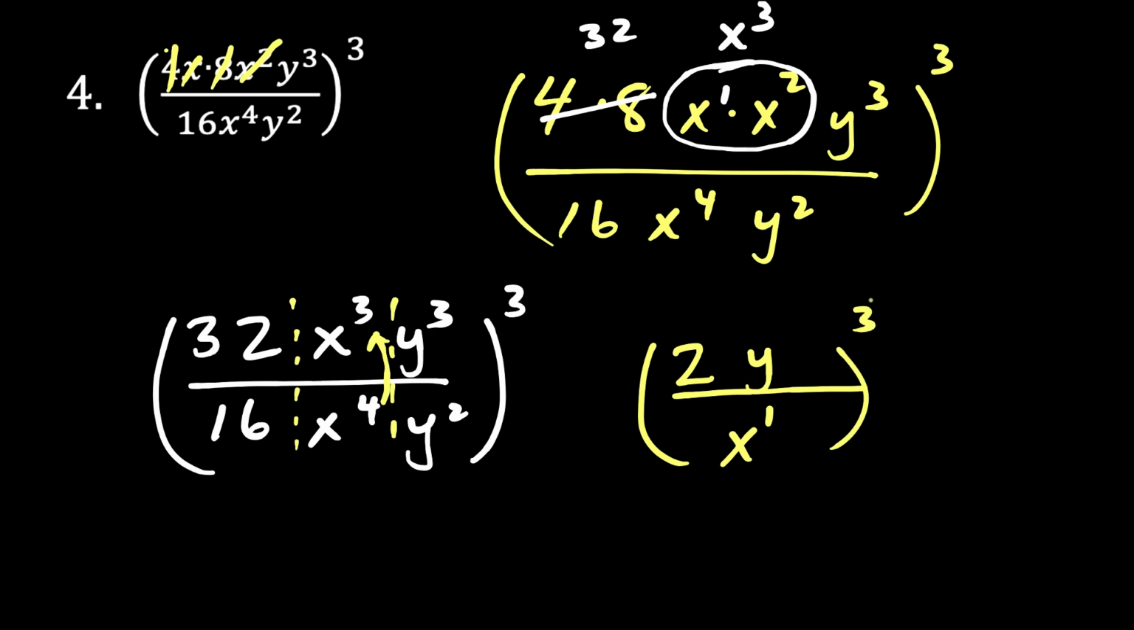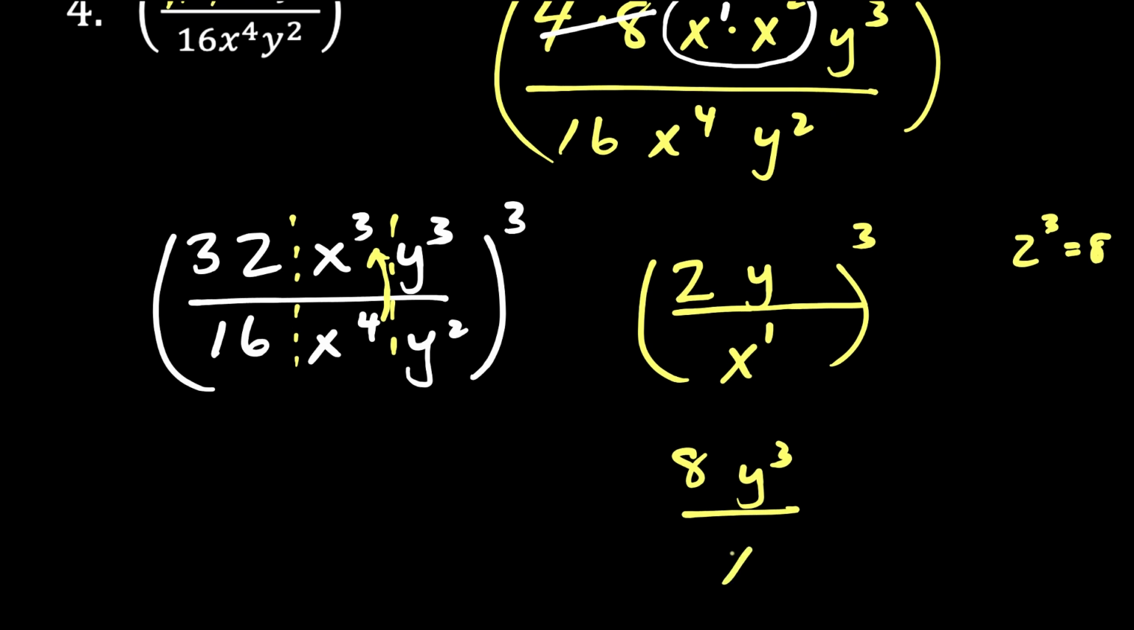So now we're going to distribute the 3 to each piece in the numerator and denominator. So we're going to have 2 to the third, which is going to be 8. So we're going to have 8, and we'll have y to the third, and that's going to be over x to the third. And we are done.